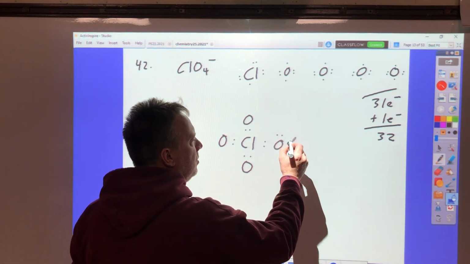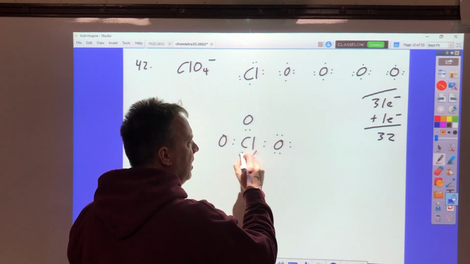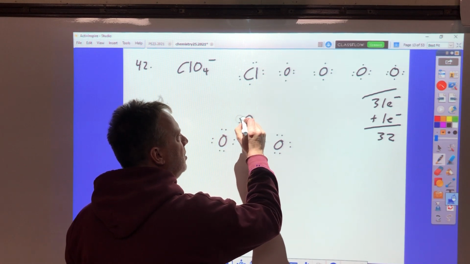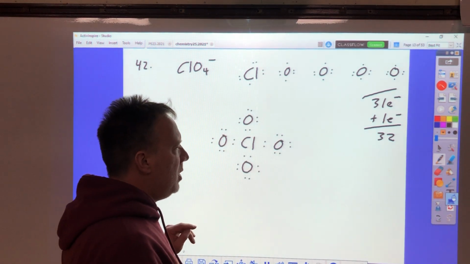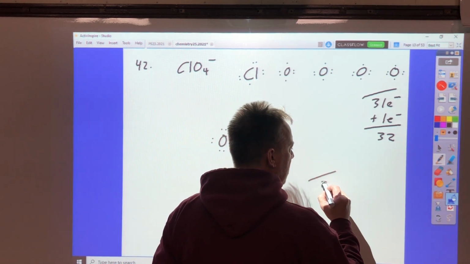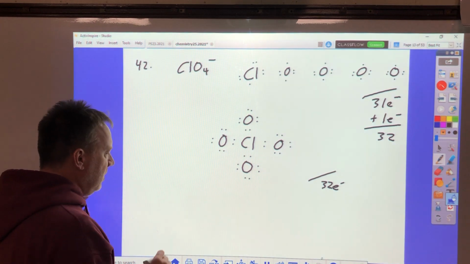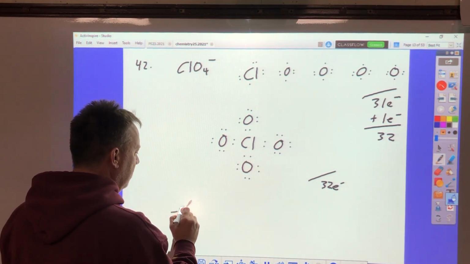Okay, so there's 8, 2, 4, 6, there's 8, 2, 4, 6, there's 8, 2, 4, 6, there's 8. Then when we add all those up, that's 32. So we put sticks in for shared pairs and we're done.